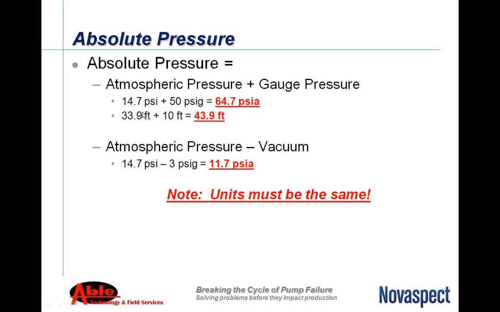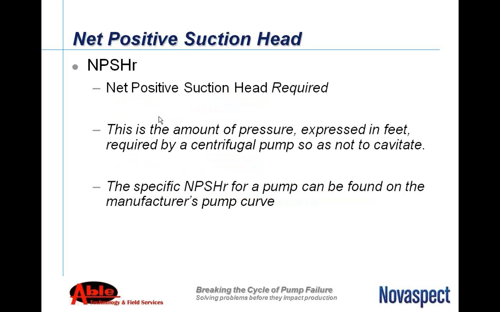You have absolute pressure, which is the atmospheric pressure plus your gauge pressure. You have 14.7 plus 50 psi, or another way to look at it, let's say you have 33.9 feet that comes from atmospheric pressure, plus 10 foot would give you 43.9. If you're operating in a vacuum, you have to calculate the opposite. Note here, units must be the same: PSI must be PSI. If you do your calculations in feet, you must do it in feet.